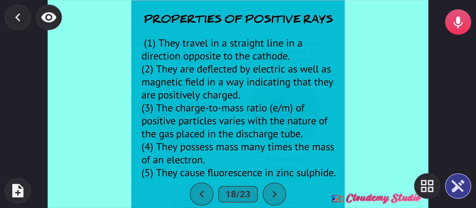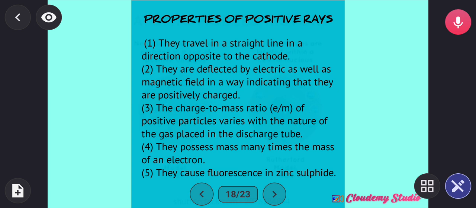And they are deflected by electric as well as magnetic fields, indicating that they are positively charged. The charge to mass ratio of the positive particles varies with the nature of the gas that is placed in the discharge tube, and they possess many times the mass of an electron.